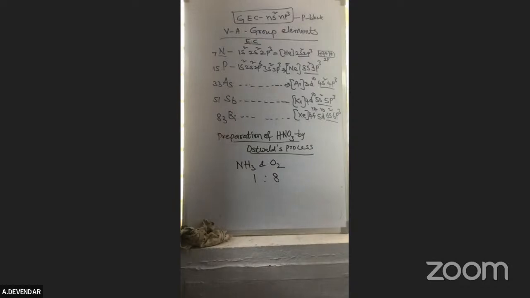Oxygen is not separately taken. In the plants, we get oxygen directly from the atmosphere. So ammonia is the major important one, that is only one part. The remaining parts are 8 parts.